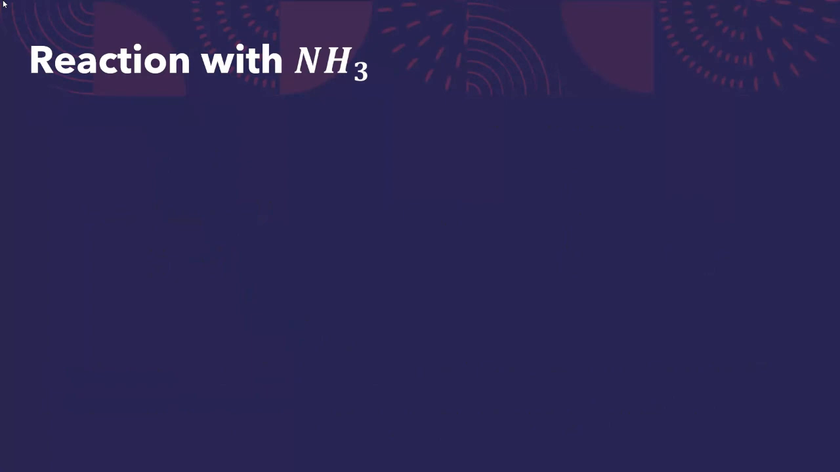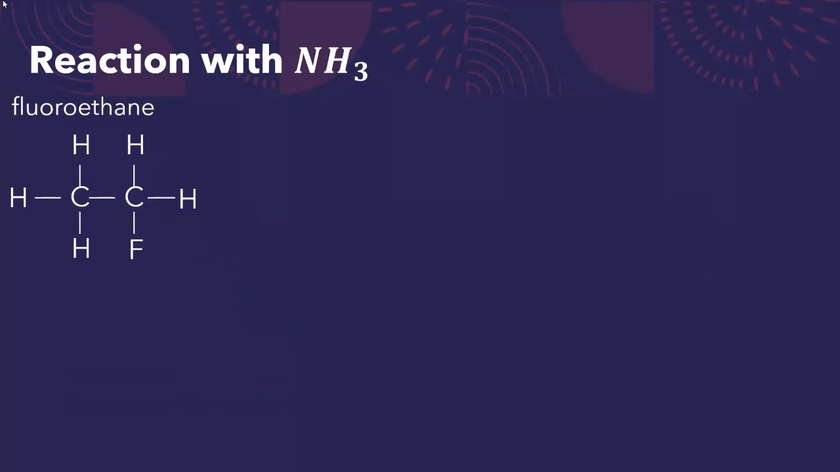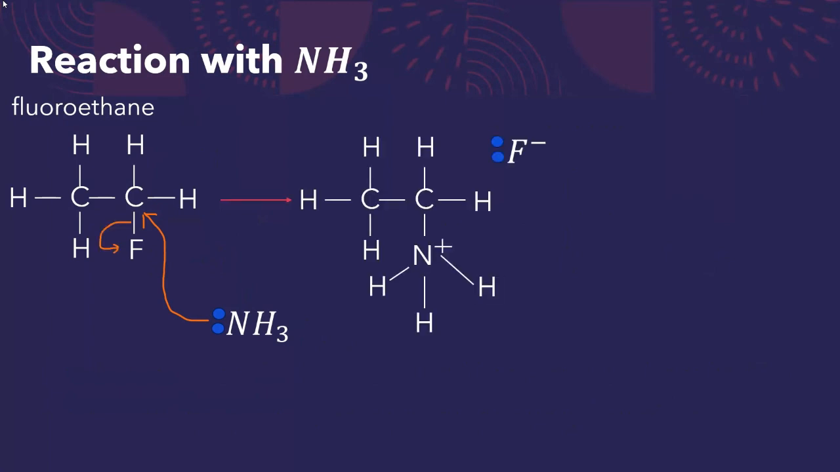So the last nucleophile is ammonia. This haloalkane is fluoroethane, and here is ammonia. It hasn't got any charge, but there is a lone pair on the nitrogen. And as before, the arrow goes from the lone pair to the carbon, and this bond breaks. For this reaction, there is an extra step. It forms this intermediate with a positive charge on the nitrogen here.